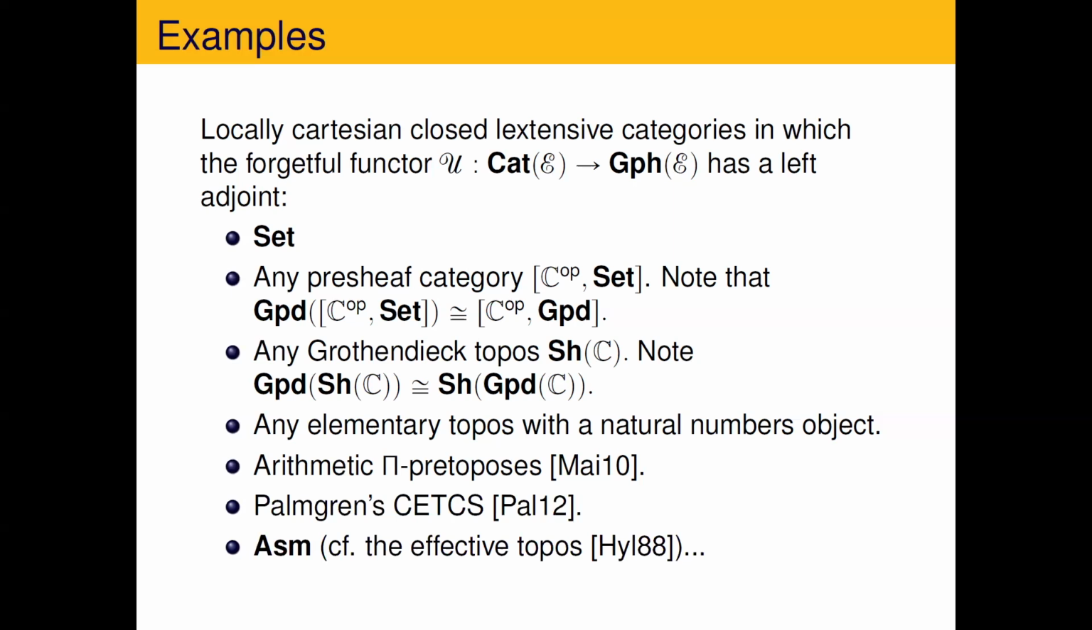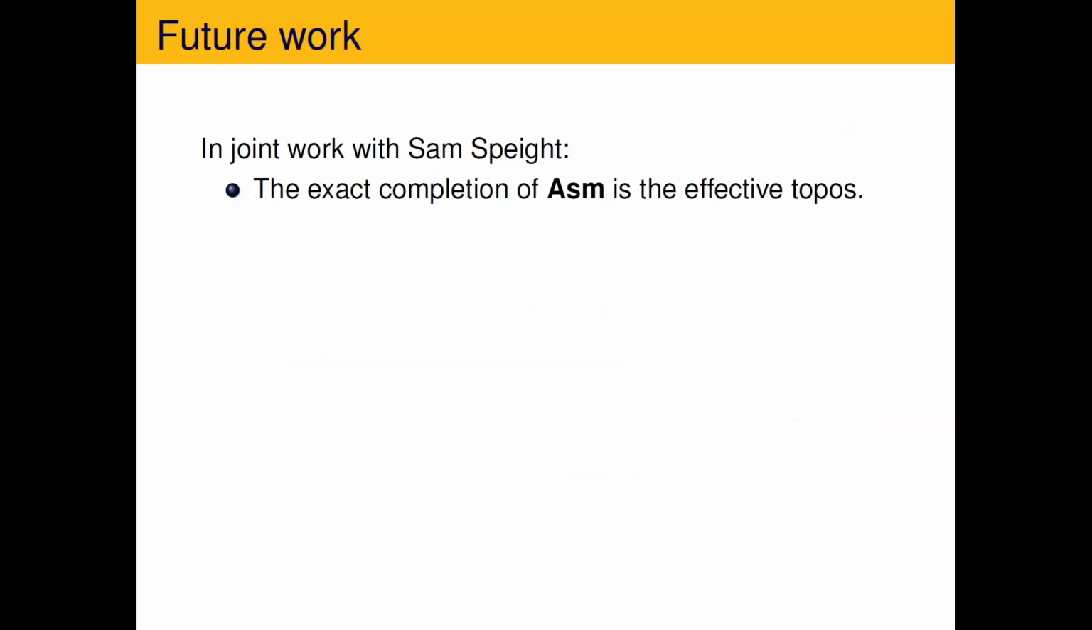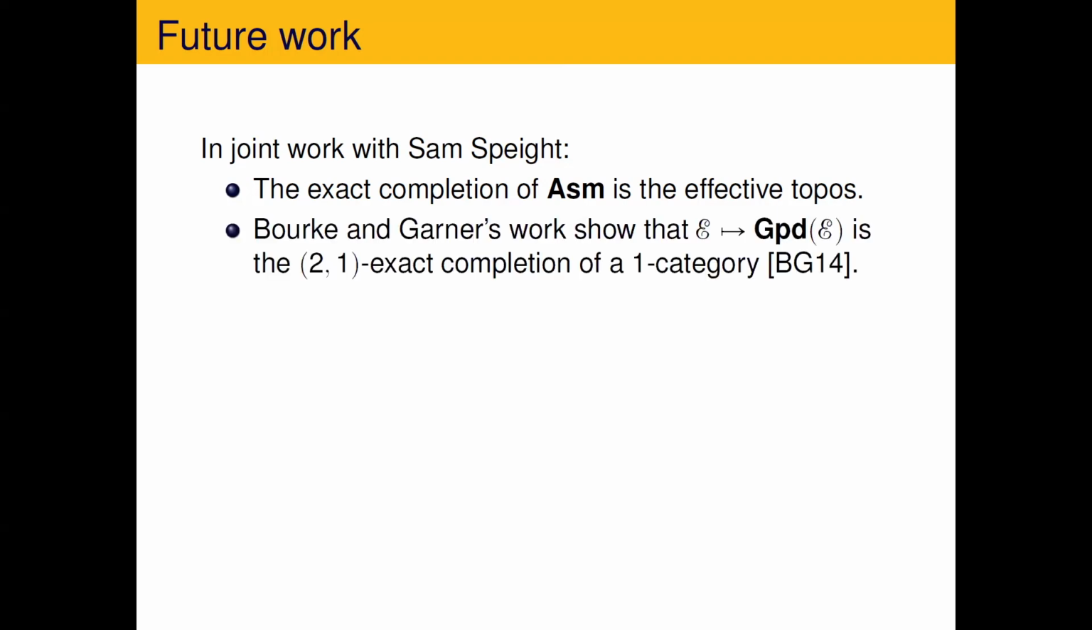So to speak about some future work, I'm in some joint work with Sam Speight, who's here today. We'll be looking at this model of groupoids internal to the category of assemblies. So the exact completion of the category of assemblies is the effective topos, as I said. In some work by Birkedal and Garner, they show that taking groupoids internal to a category is a kind of 2-1 exact completion of a 1-category. So in that way, we can think of groupoids internal to the category of assemblies as a kind of 2-1 version of the effective topos.